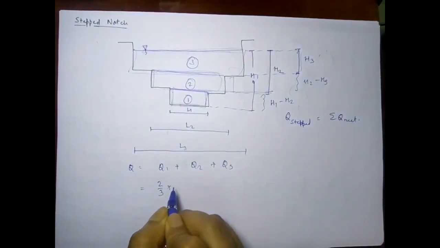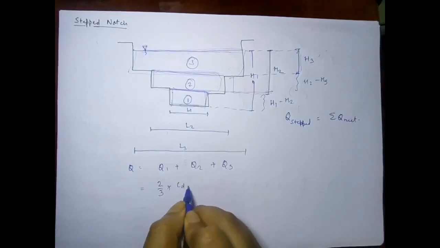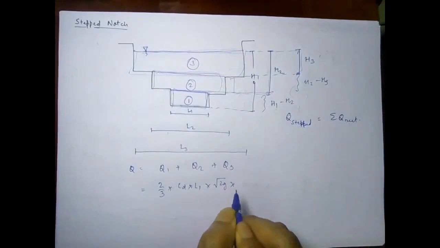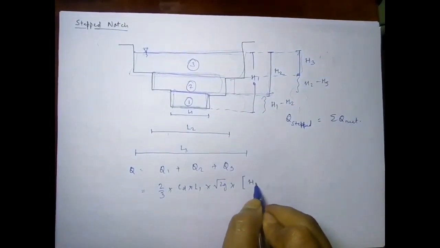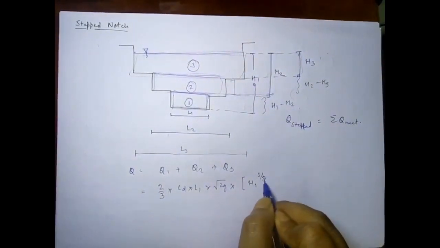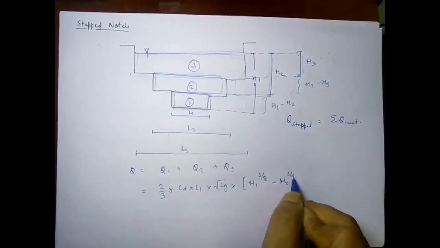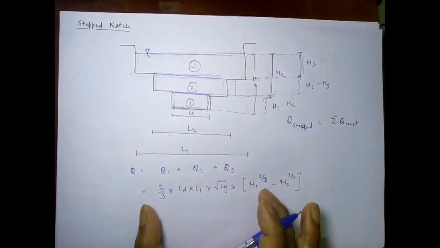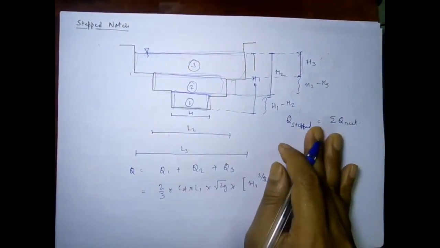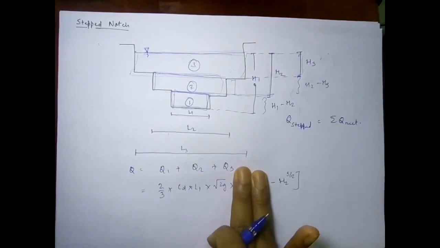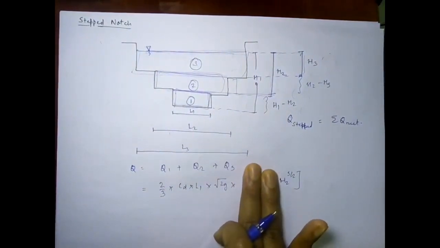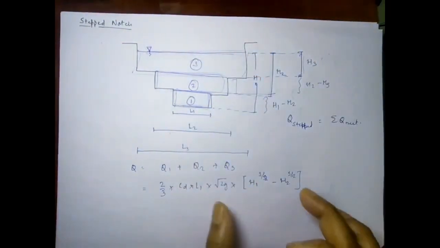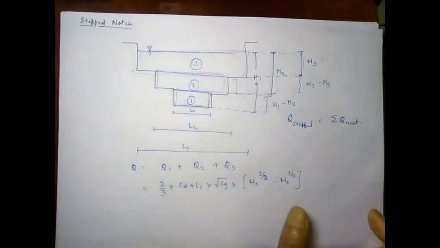2 by 3 times CD times L1 times root 2g times h1 to the power 3 by 2 minus h2 to the power 3 by 2. Alright, you can say that this term minus this term will give us this discharge, and therefore I am writing it like this.